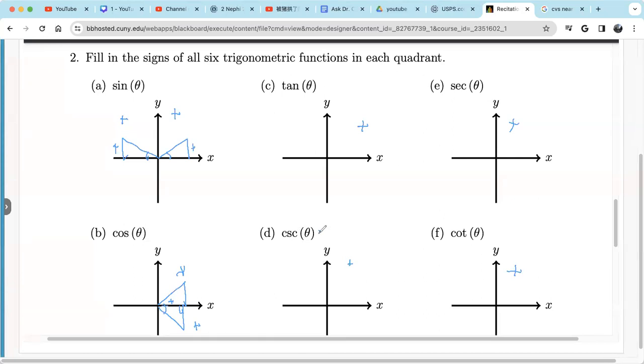And cosecant equals 1 over sine. Right, 1 over sine. So it means it has the same sign as the sine. So that's positive in the second quadrant as well. Cotangent is 1 over tangent. So wherever tangent is positive, cotangent is positive. Well, that's in the first quadrant and third quadrant.